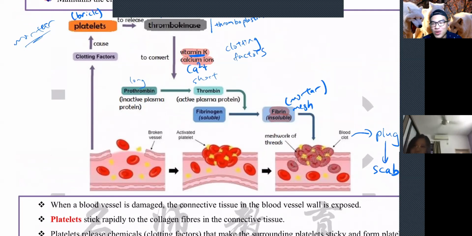Chemistry. But of course you don't need to put Ca2+. You can just say calcium ion. So less of a chemistry here.